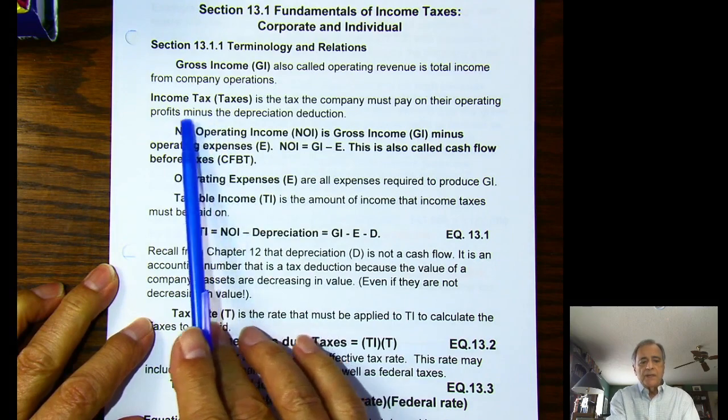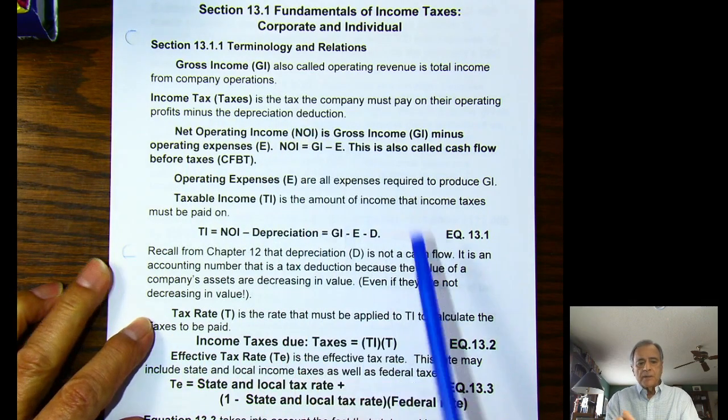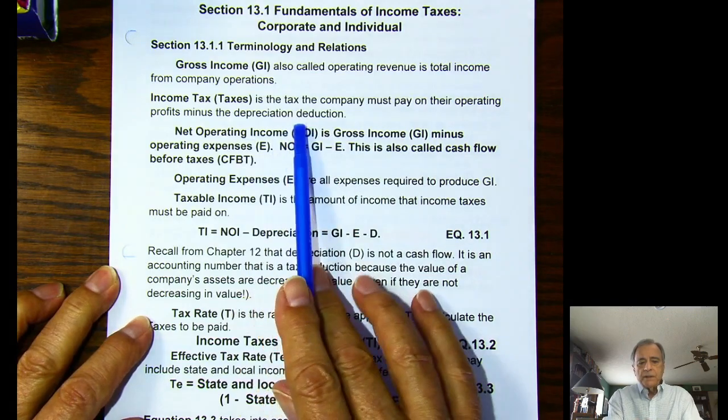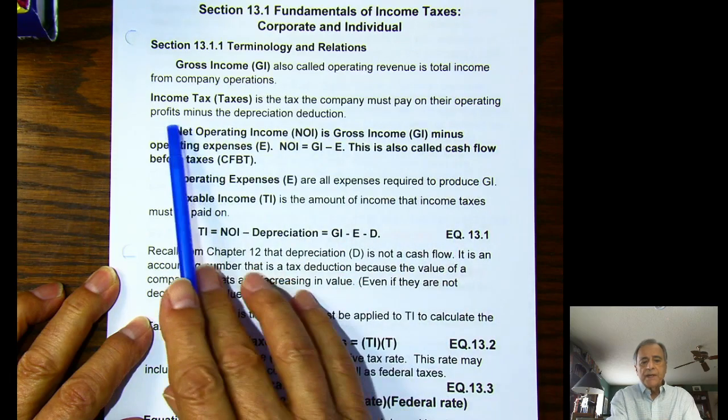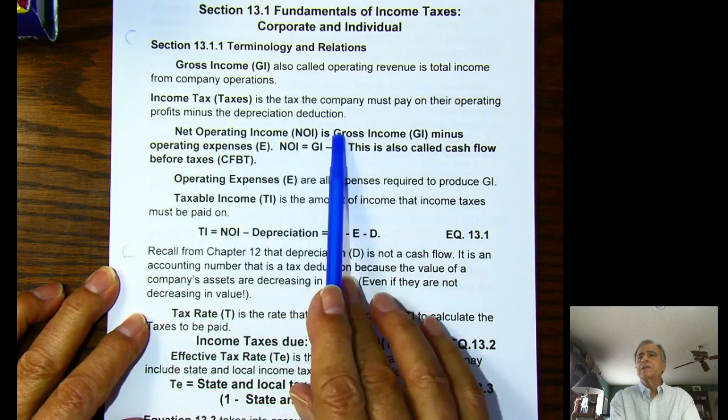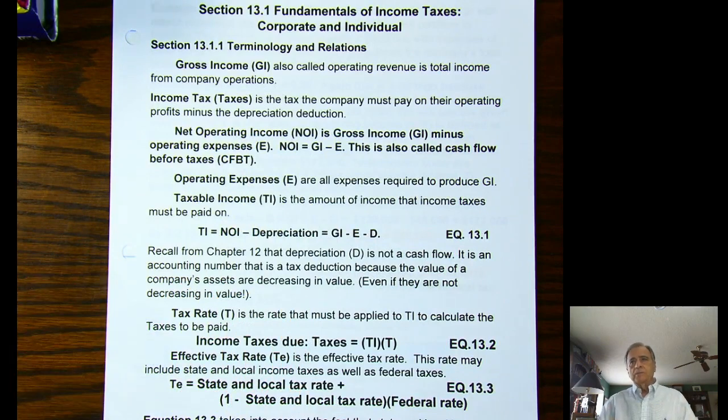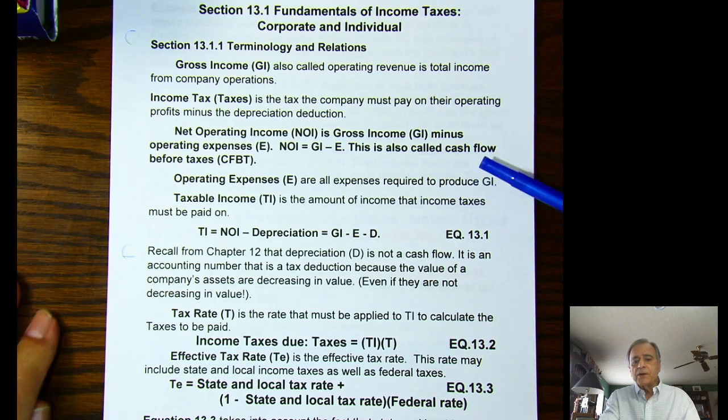Then you have income taxes, which is a tax that the company must pay on their operating profits minus the depreciation deduction. So we'll talk about income taxes a little bit more, but basically corporations have to file quarterly tax returns, unlike, for example, individuals like you or I. We have to only file a tax return once a year. But corporations file them every quarter, 4 times a year.